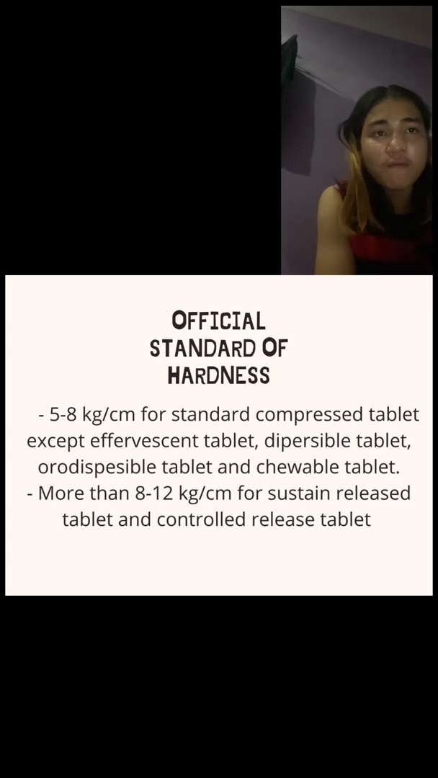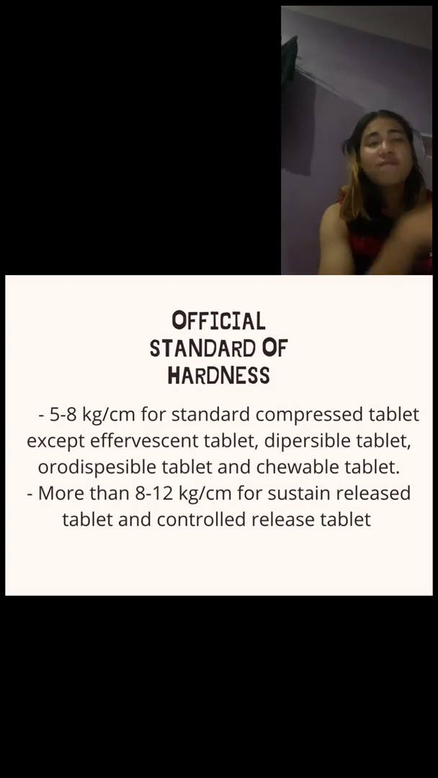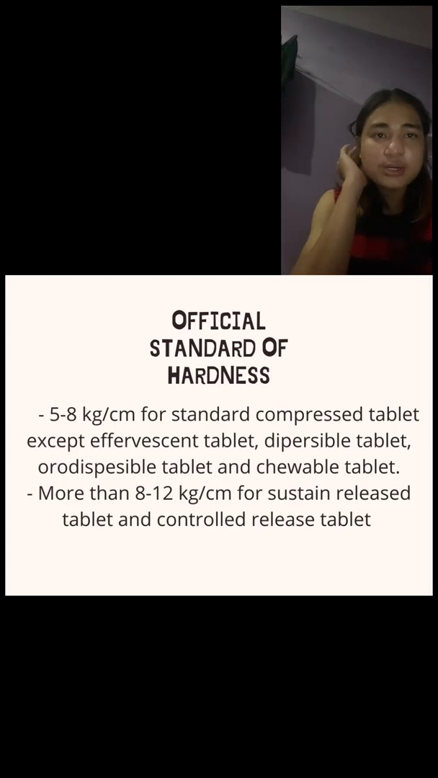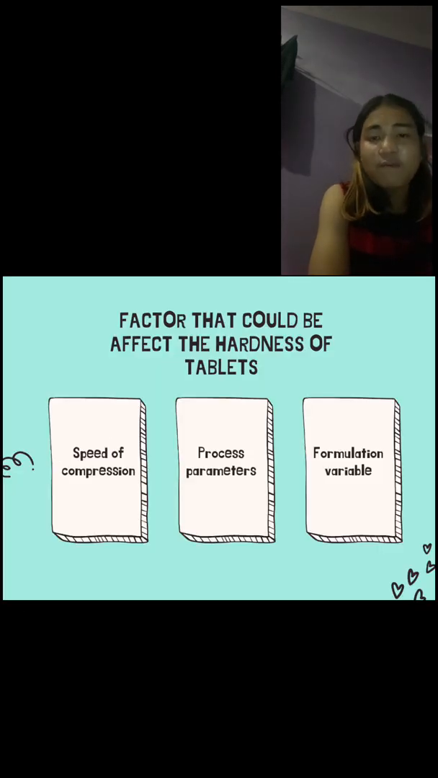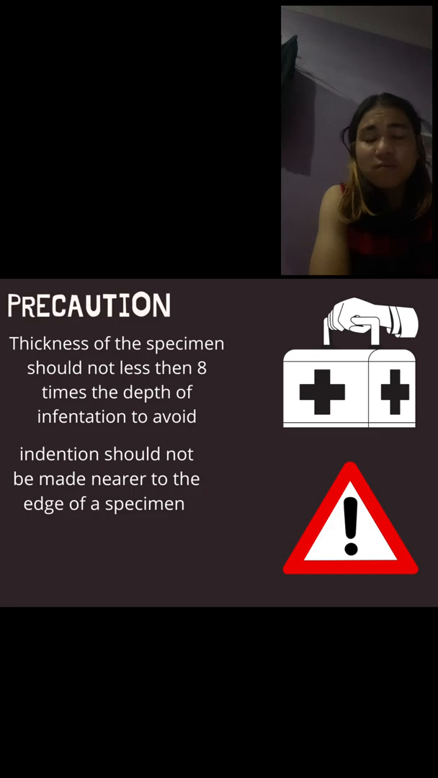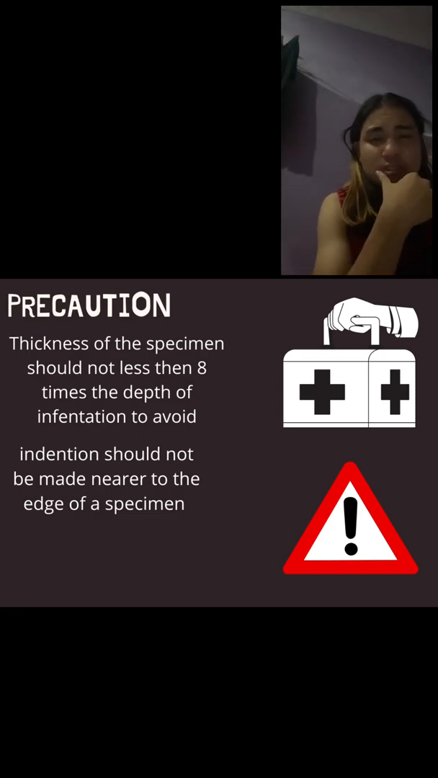The official standard of the hardness test is 5 to 8 kg for standard compressed tablets, except effervescent tablet, dispersible tablet, oral dispersible tablet, and chewable tablet. It is more than 8 to 12 kg for sustained release tablet and controlled release tablet. The factors that could affect the hardness of a tablet are compression speed, process parameters, and formulation variables. Precaution of the hardness test: the thickness of the specimen should not be less than 8 times the depth of indentation, and indentation should not be made nearer to the edges of a specimen.